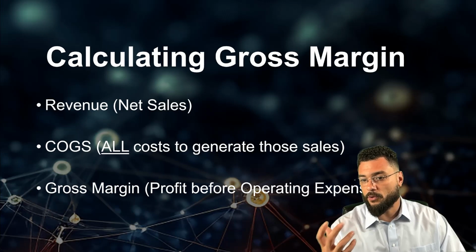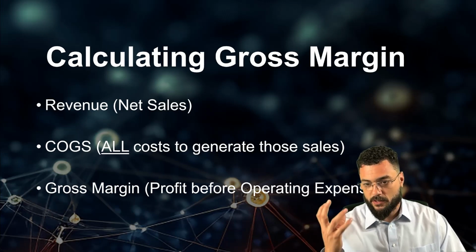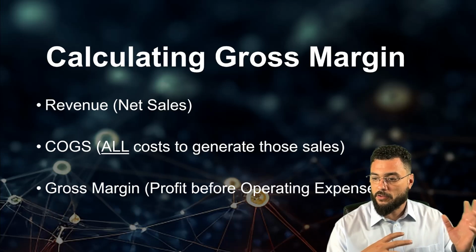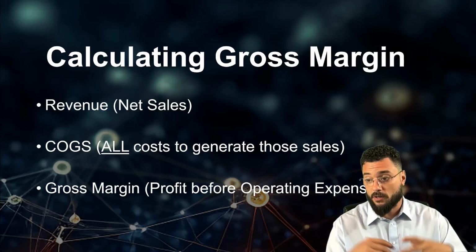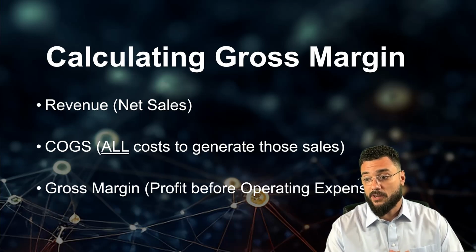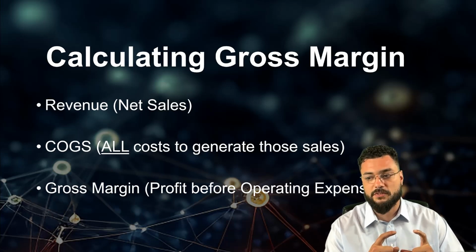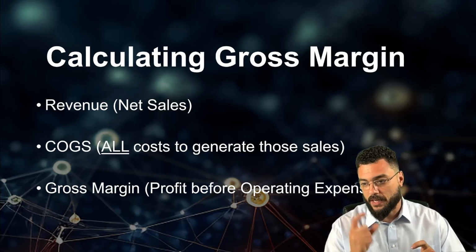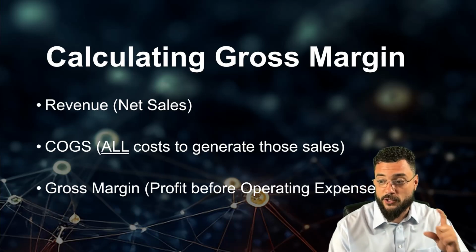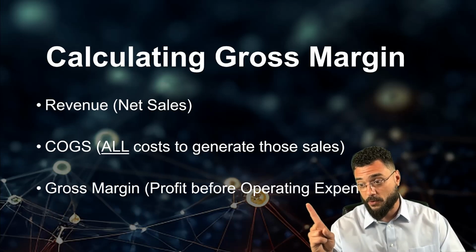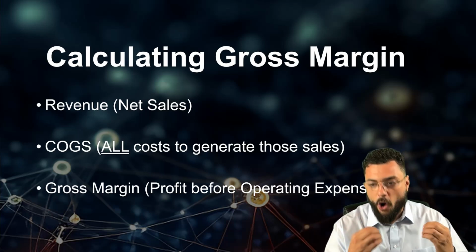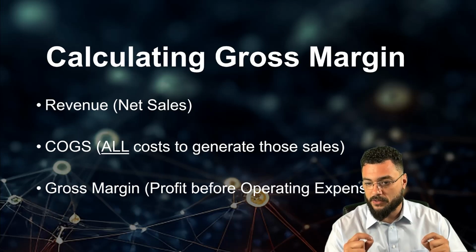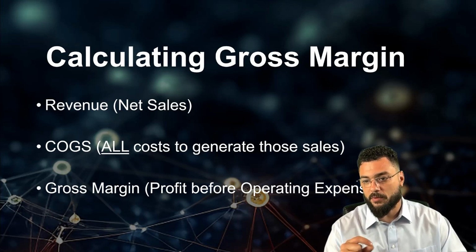So, calculating your gross margin. Revenue or net sales: we will deep dive into how to actually calculate your revenue in another video. For example, Kroger wanted the 25% discount. Well, you had to negotiate and give that to them, so you actually received $7.50 a bottle. That is your net sales. That counts as your actual revenue, not the $10 that they're selling it for now. You are not. Cost of goods sold, COGS, is all costs to generate those sales. And gross margin is profit before operating expense.